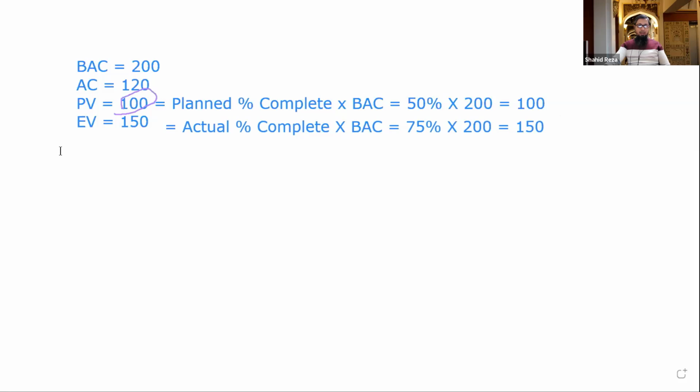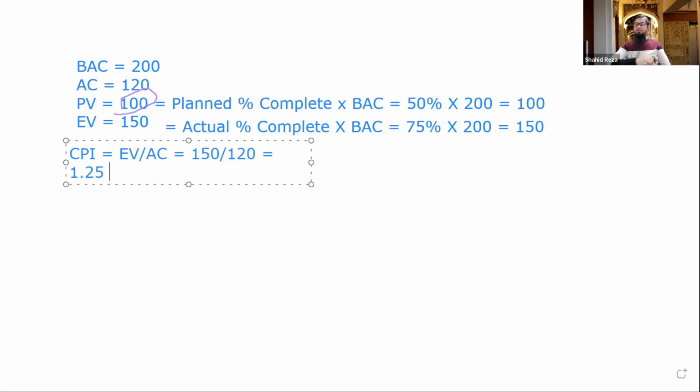Now we want to calculate CPI. CPI means cost performance index. How are we performing in terms of cost? The formula is earned value divided by actual cost. We already know all the values of the variables. Earned value is 150, divided by actual cost 120. So what will be the value? 1.25.